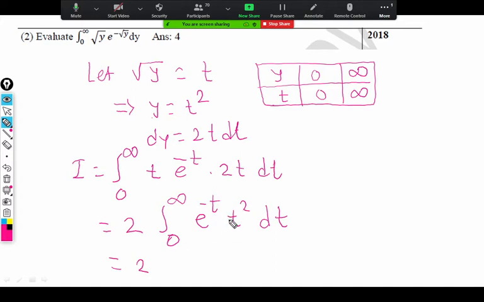What is the value of the integral? Gamma 3. Correct, very good. It's gamma 3 because n minus 1 is 2, so n should be 3. So 2, and what is the value of gamma 3? So 2 factorial, and the final answer is 4. That's the end of the question.